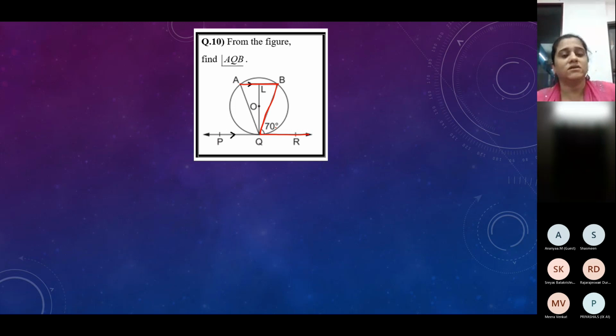Correct? Can you see this angle 70 here? So this is equal to 70, correct? Parallel line, transversal, parallel line. This is 70, so this is 70. Alternate interior angles are equal. So this is 70.